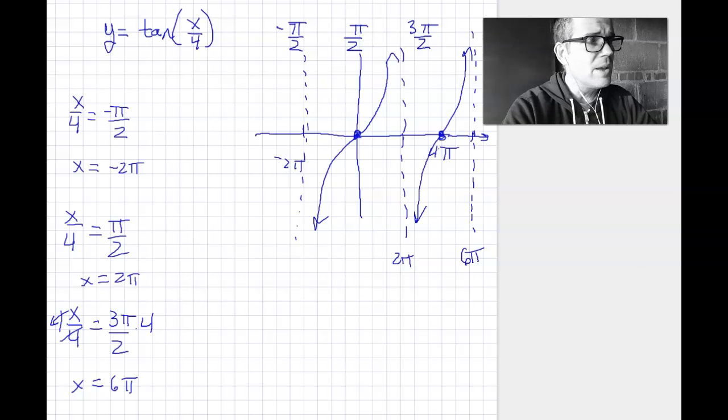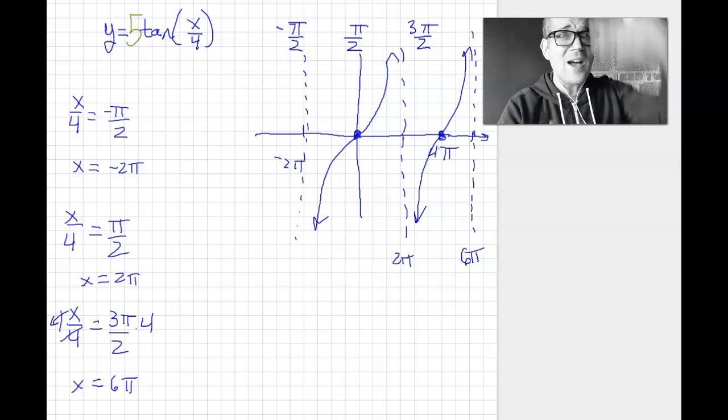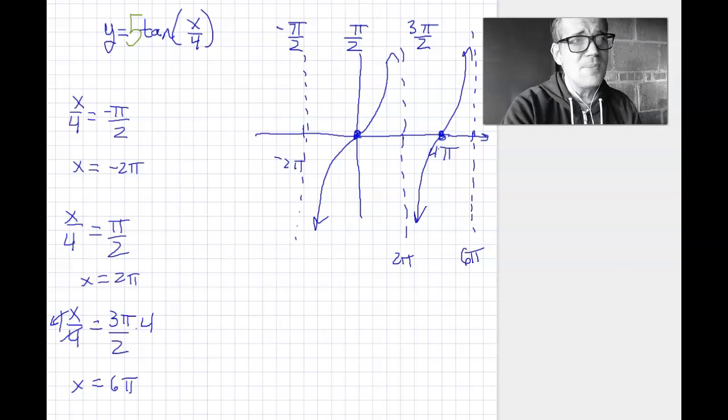Now you might be wondering, Mr. Depsic, what happens if there's a 5 in front of here? I'm not going to worry about that with you guys. I really do. It stretches the graph out. But this graph's range is already from negative infinity to infinity, so the stretch is not that interesting.